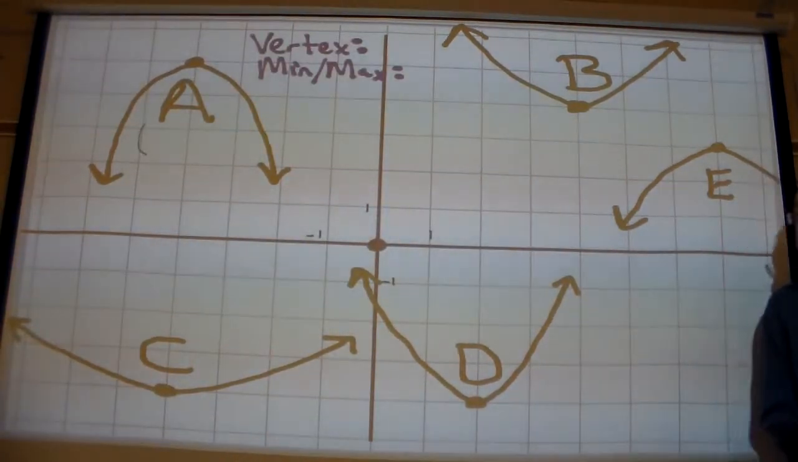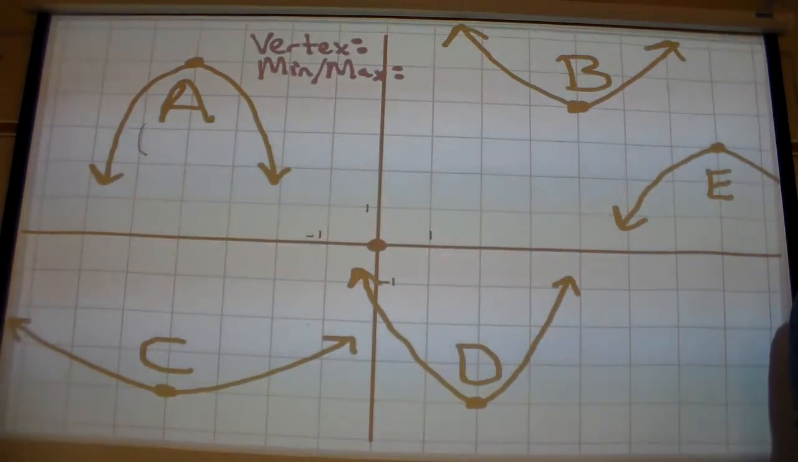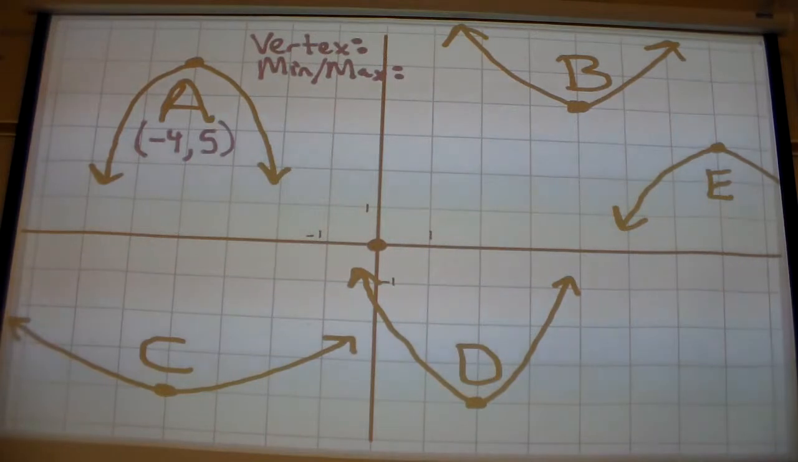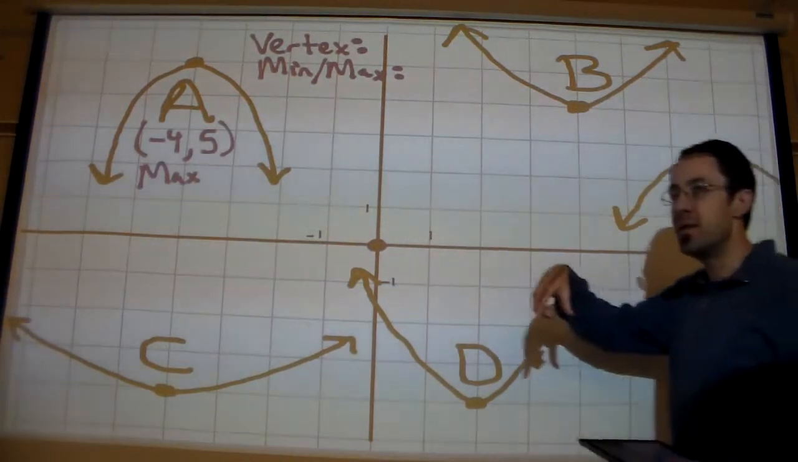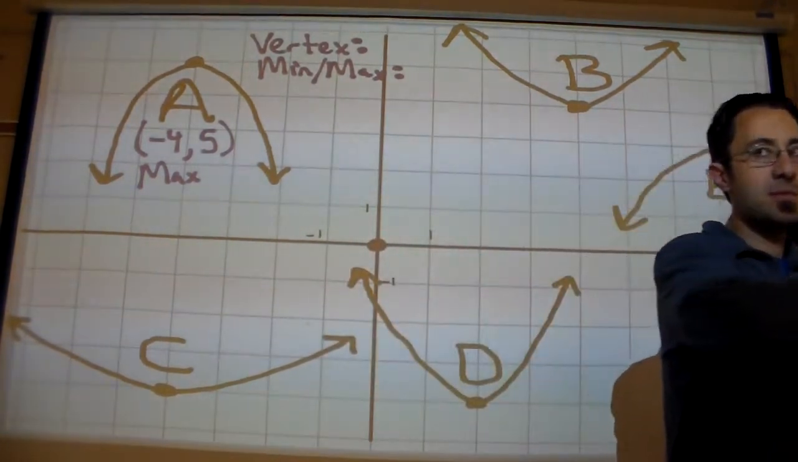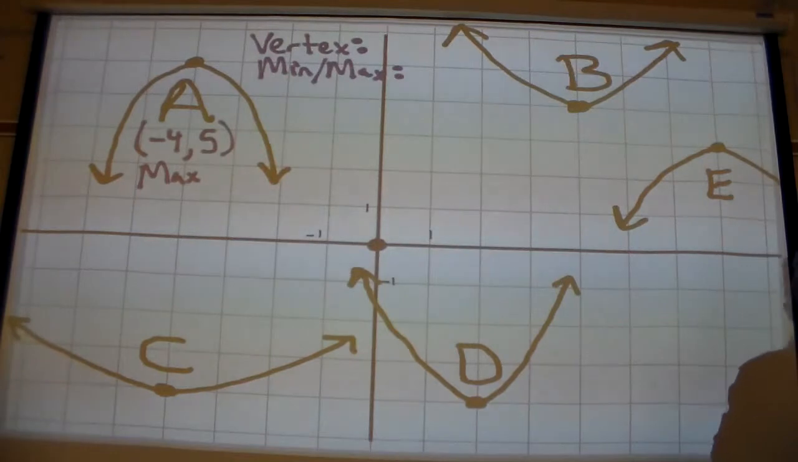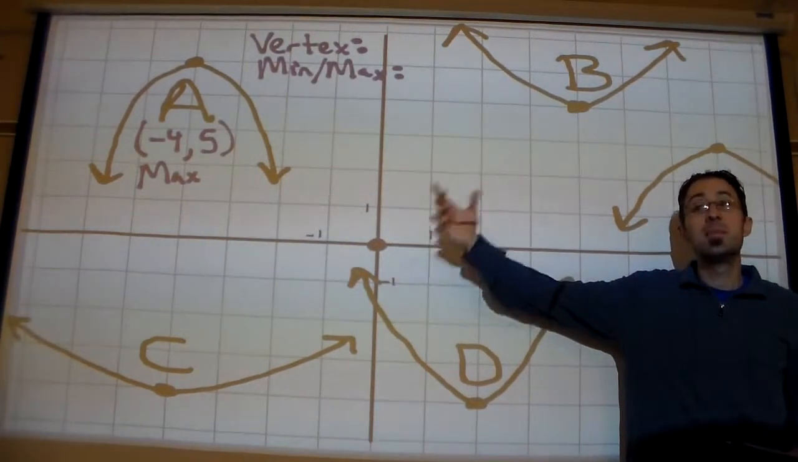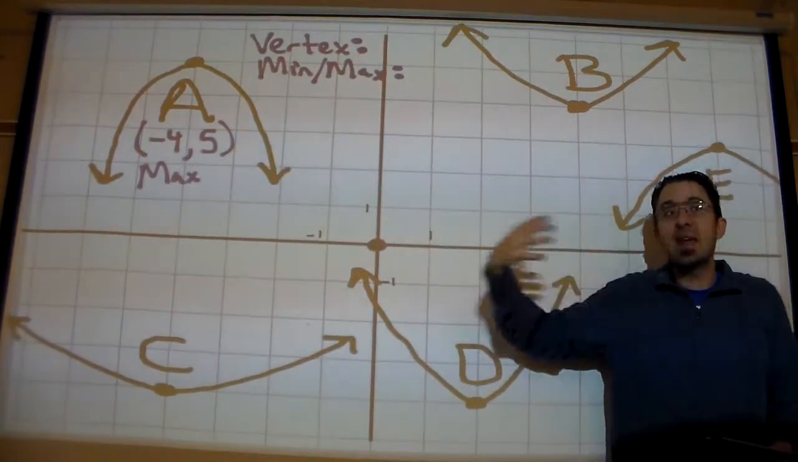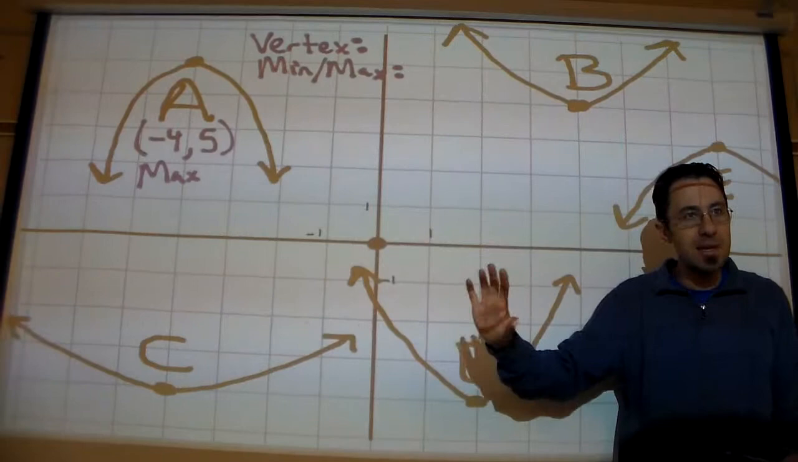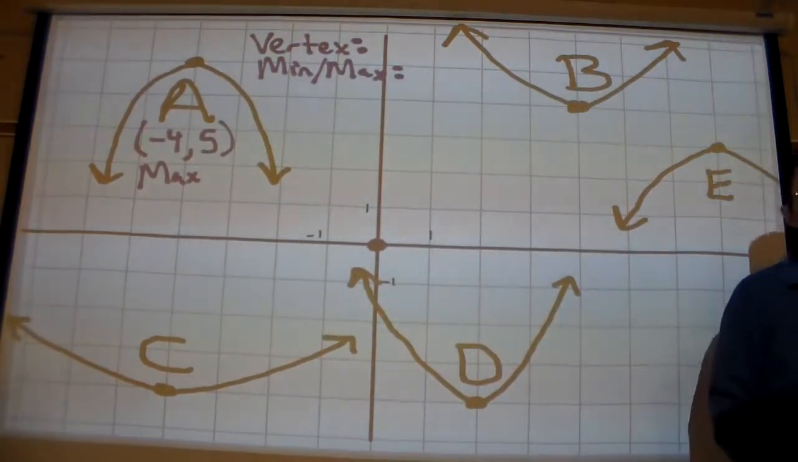Vertex is negative 4, 5. Right, -4, +5. Does it have a maximum or minimum? Maximum. That means the value out in front, if it was something x squared, would it be positive or negative? It's opening down. It's negative. So maybe it's negative x squared. Maybe it's negative 2x squared. We don't know yet. We'll get to that later. But right now we at least have the idea it's negative.